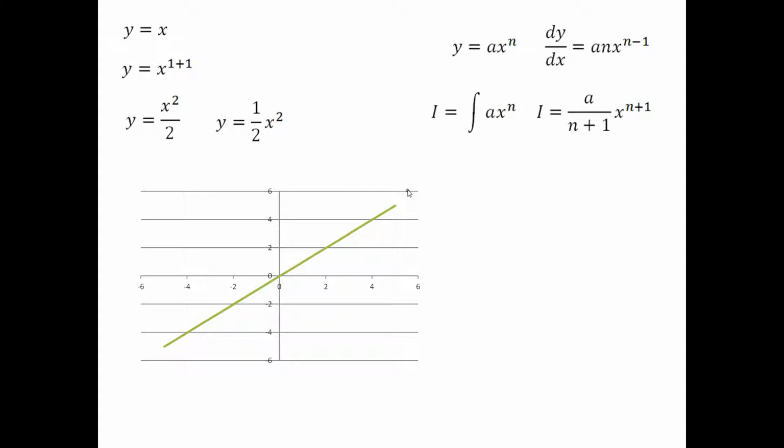Now, what is integration? Because we know differentiation is finding the gradient of a line or curve at any point. Integration is finding the area under a curve between two limits, for this instance 0 and 4.